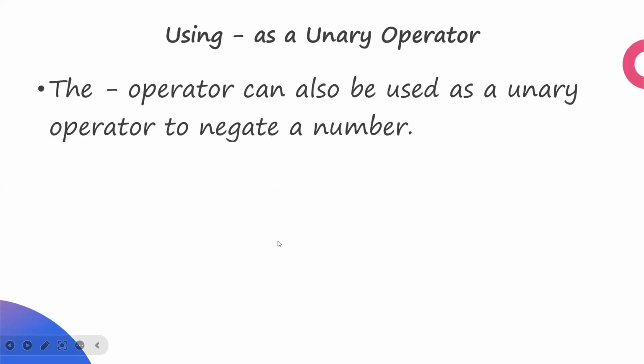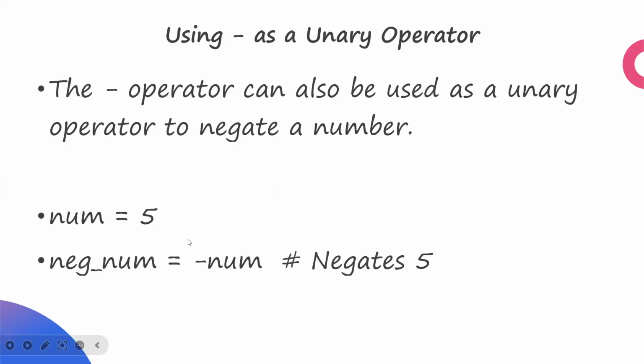So you can also use minus as a unary operator. A unary operator is an operator that operates on a single value. The minus operator can also be used as a unary operator to negate a number. So if you want to negate, we have a positive 5 here. If you want to get the negative of this number, you just do the minus before it, and it will give you minus 5.